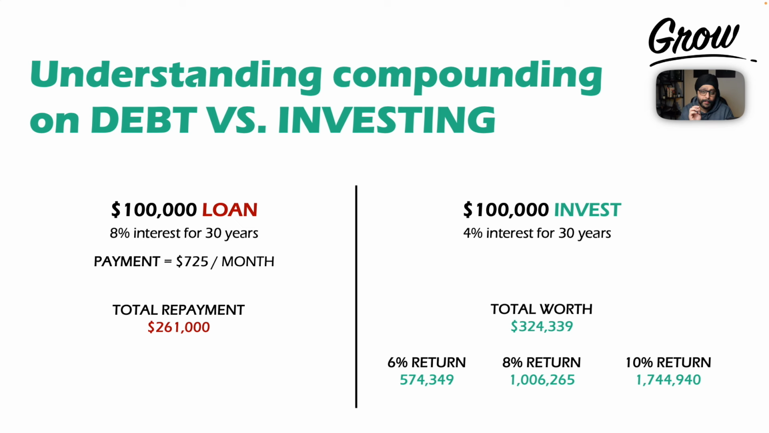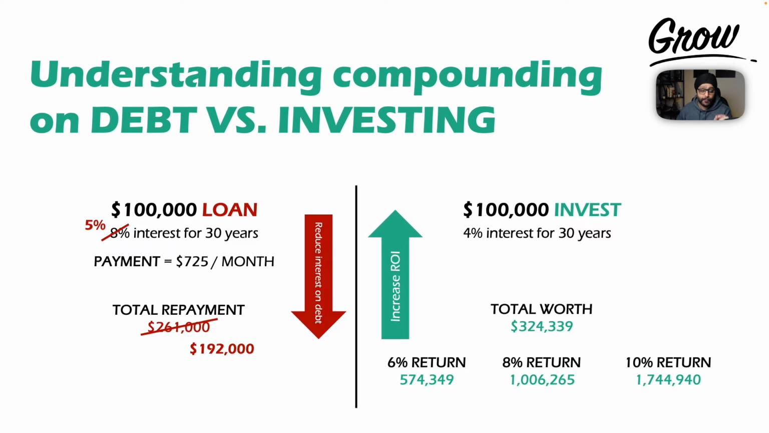Now, the reason why a lot of people invest in real estate is because banks actually give a loan. So this $100,000 loan that you will get will be at a much lower interest rate. And let's say that interest rate is 5%. Your repayment will only be $192,000. And even if you earn 4% interest on this $100,000, you still stand to make over $100,000 in gains after repaying the loan. So the objective of every investor would be to reduce the interest rates on their debt and to increase their ROI on the investments. And that's how they'll make unlimited cash.